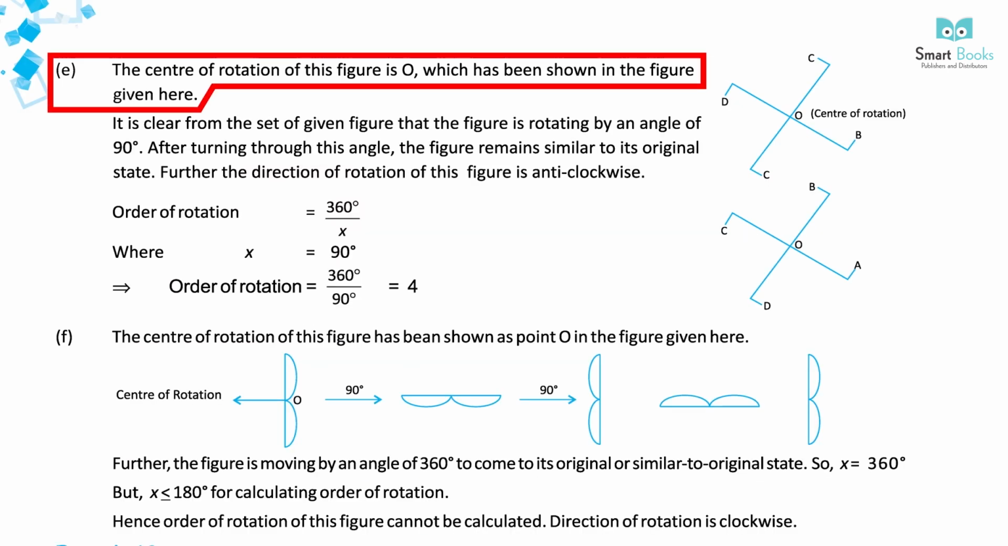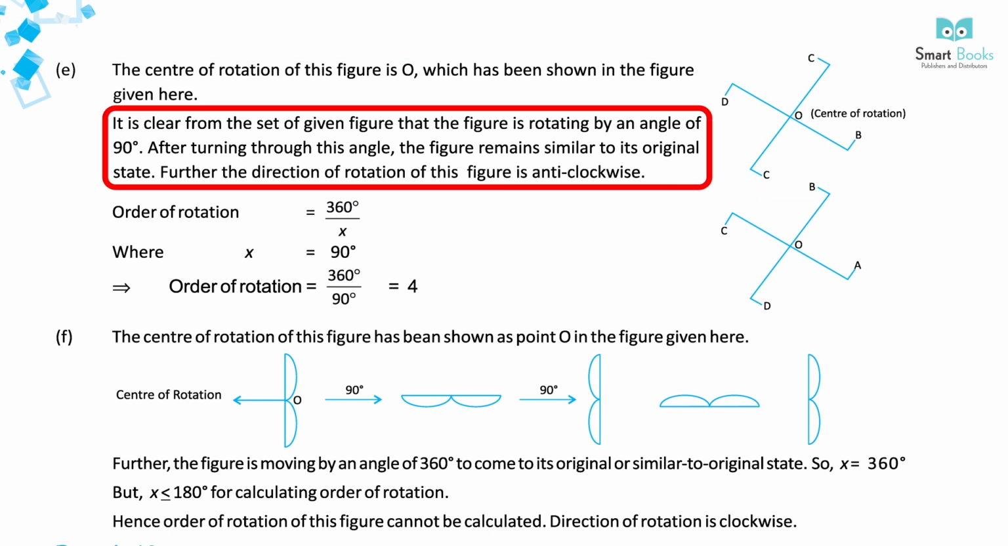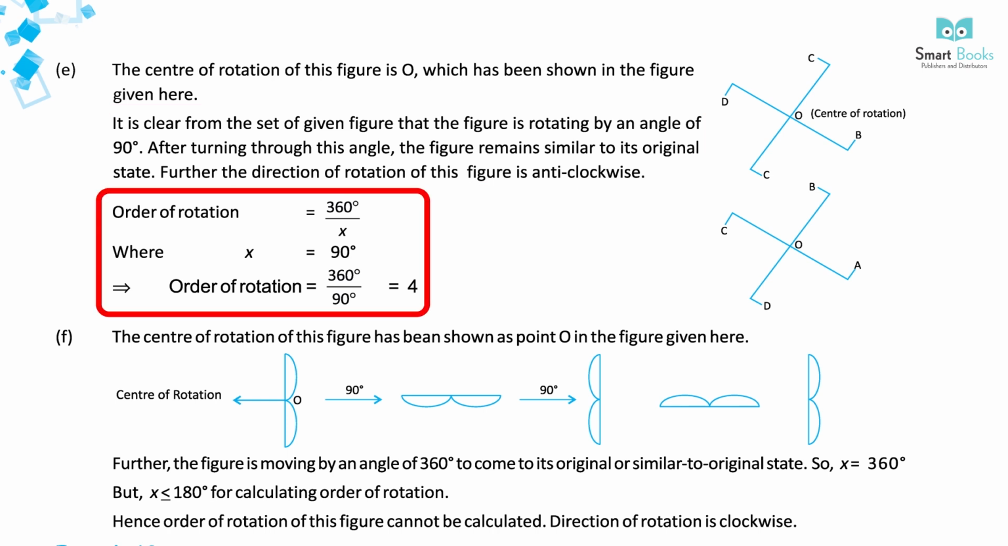E. The center of rotation of this figure is O, which has been shown in the figure given here. It is clear from the set of given figures that the figure is rotating by an angle of 90 degrees. After turning through this angle, the figure remains similar to its original state. Further, the direction of rotation of this figure is anti-clockwise. Order of rotation equals 360 degrees upon x, where x equals 90 degrees. Order of rotation equals 360 degrees upon 90 degrees equals 4.